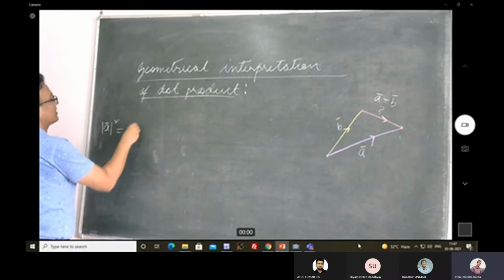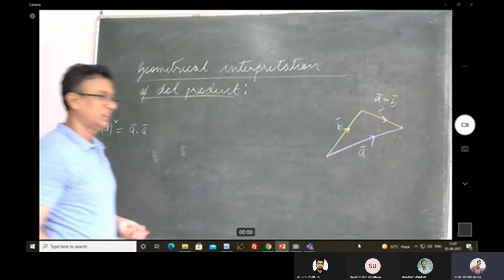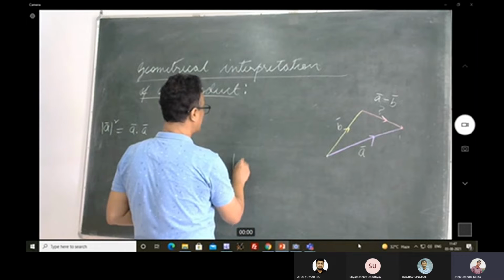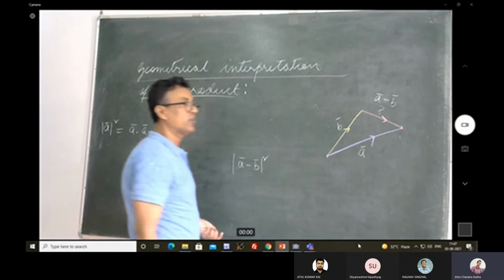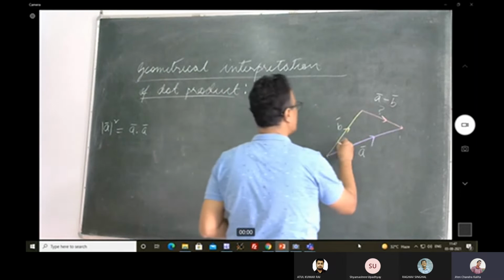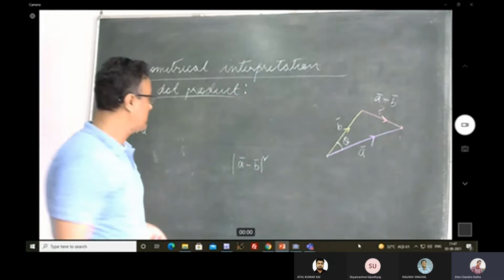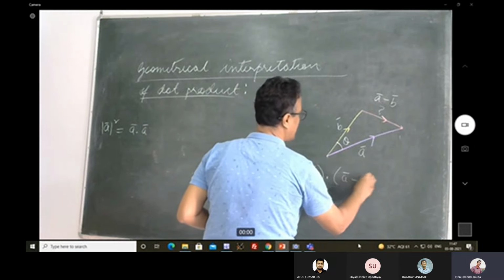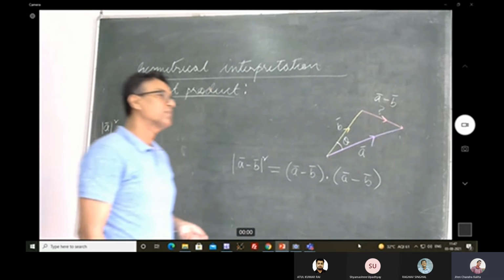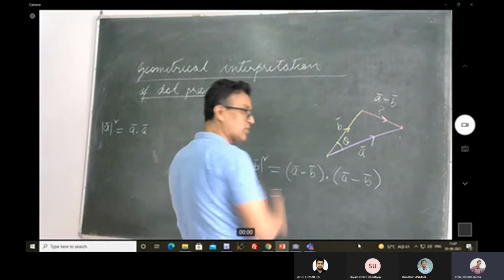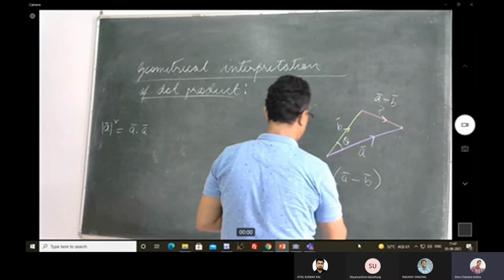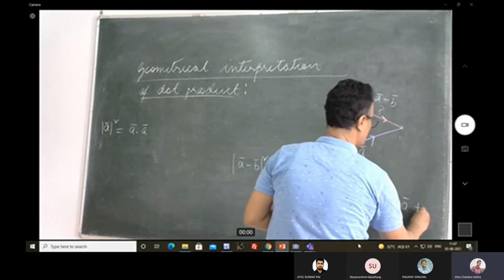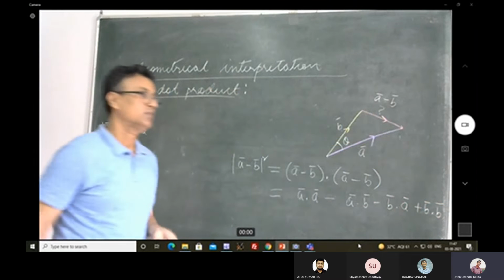Okay, earlier we saw that A square is simply A dot A, right? Fine. So now if I want to find the square of the magnitude of this vector A minus B, and of course let us assume that the angle between them is theta. So that means this is simply A minus B dot A minus B. If you use the distributive property of vectors, you can try it at home, this will turn out to be A dot A minus A dot B minus B dot A plus B dot B. You are going to get this once you expand it.